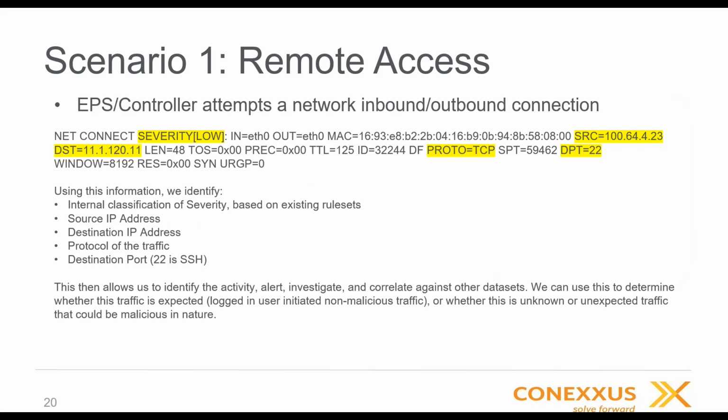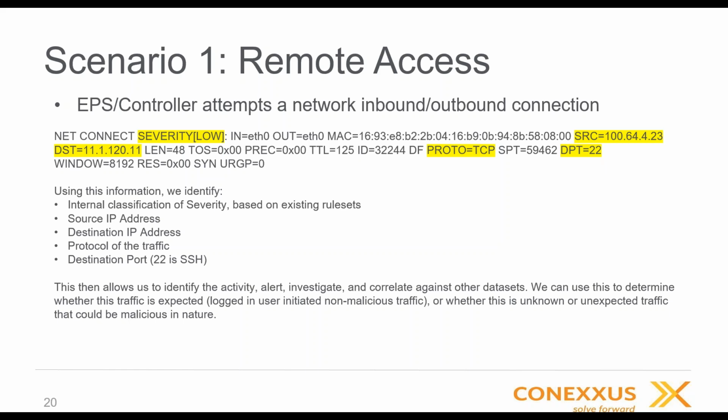So moving into some of this log data. This is an EPS controller attempting a network connection inbound, outbound. In this example, going through some of the bullet points here, I'm able to identify the classification of the severity based on what the system's already predefined for me. So I know that this is flagged as a low severity, which is great. The system may think it's a low severity, but it's up to the analyst to honestly determine whether that's true or not.